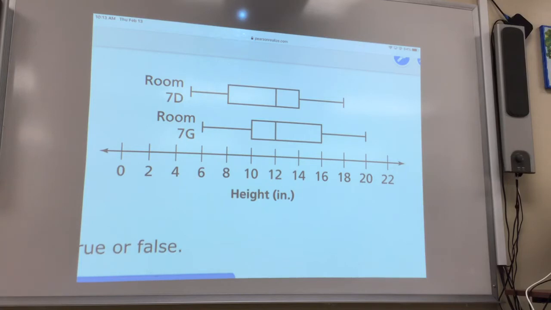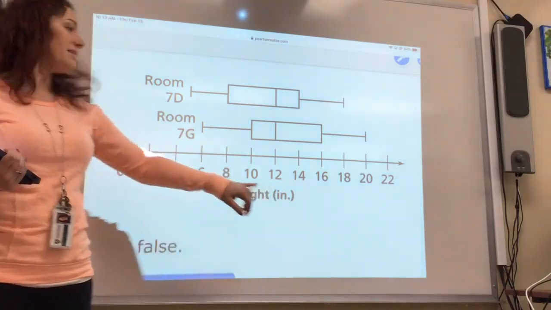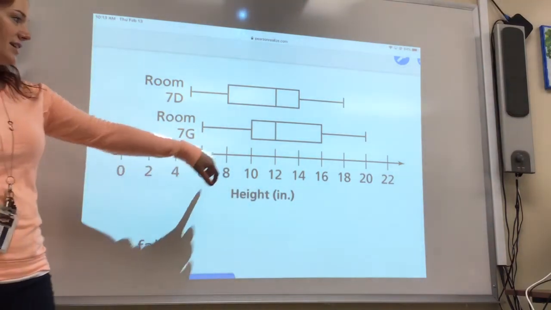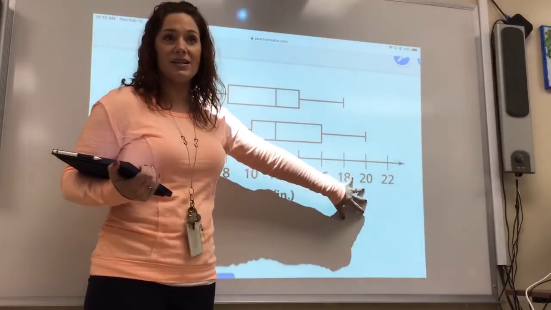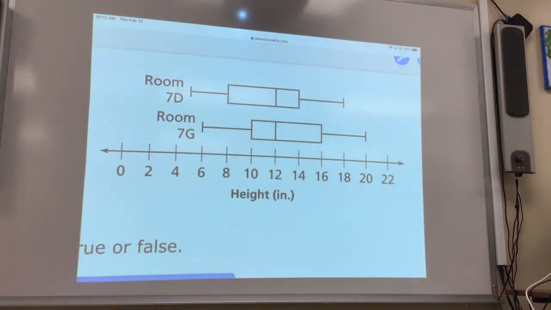Brayden? Because it's only like 12 and 22. If it was the height of people, they would probably be like 1 or 2 feet tall. This is height in inches. Even babies are at the upper end of this. This isn't even heights of babies. That's not how that works.